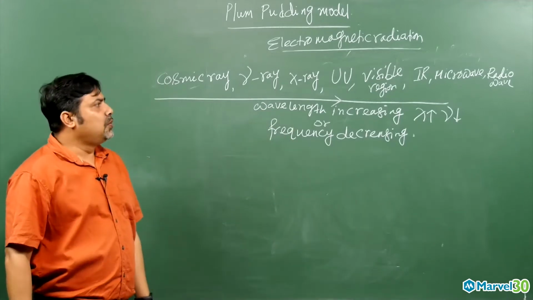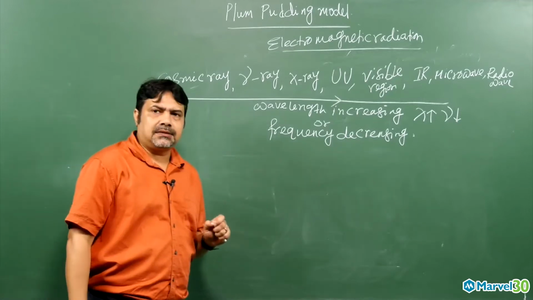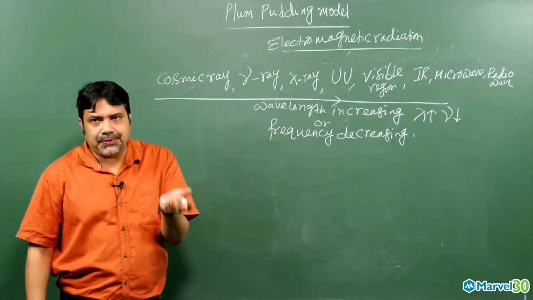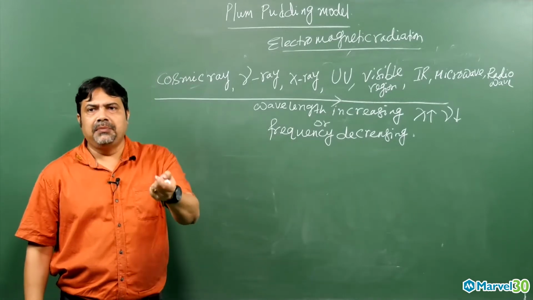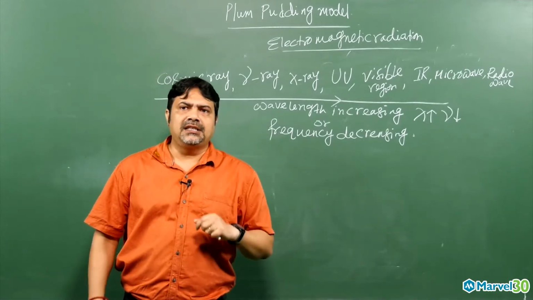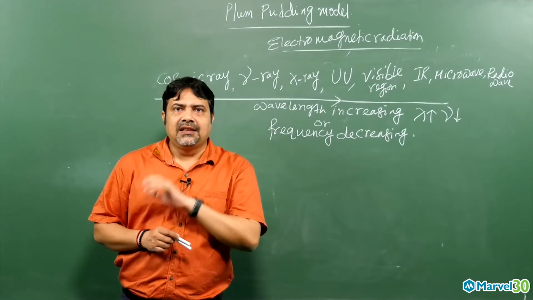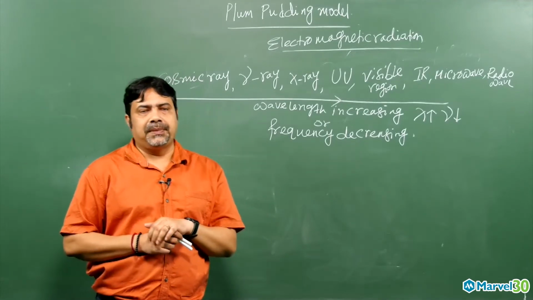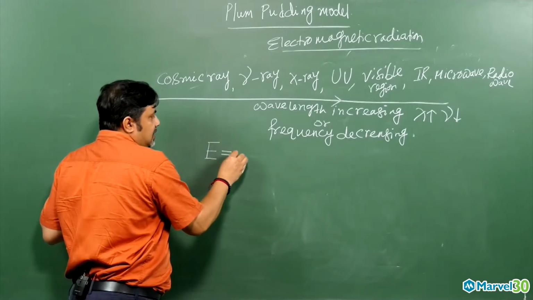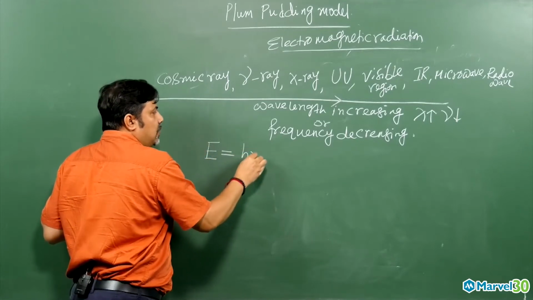Now we need to know Planck's quantum theory of radiations. Planck says that whenever any object is either absorbing energy or emitting energy, the absorption or emission happens in packets or bundles of energy. That is called Planck's quantum theory. So Planck's quantum theory says that the emitted energy, ΔE or E, is equal to hν.